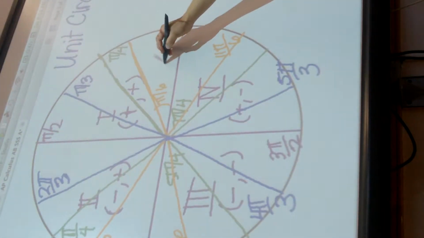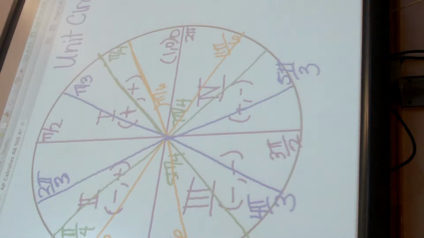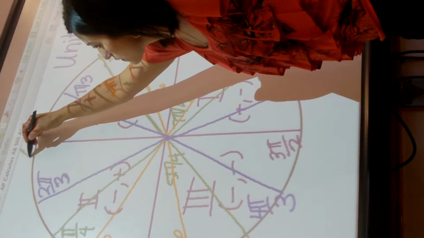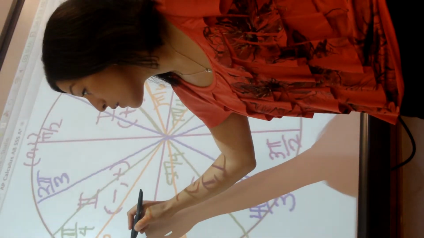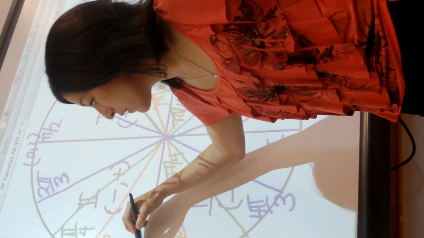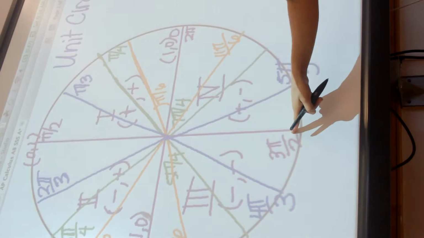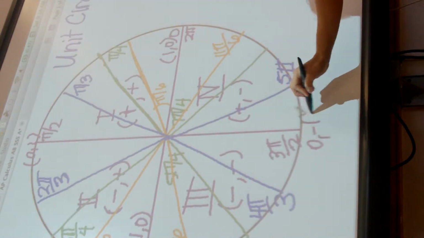1, 0. What is the point that goes with pi over 2? 0, 1. What goes with pi? Negative 1, 0. And then 3 pi over 2. 0, negative 1.